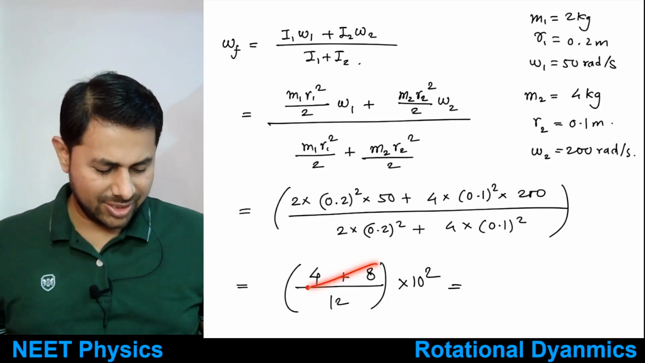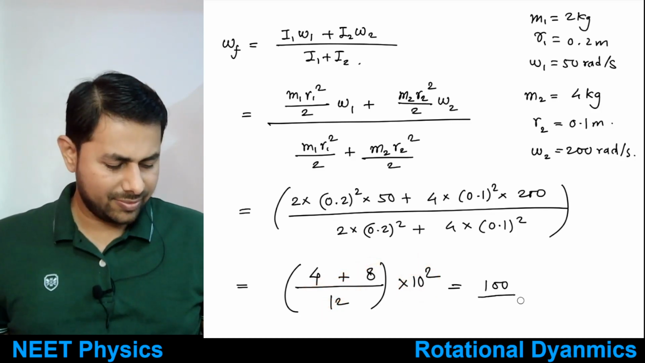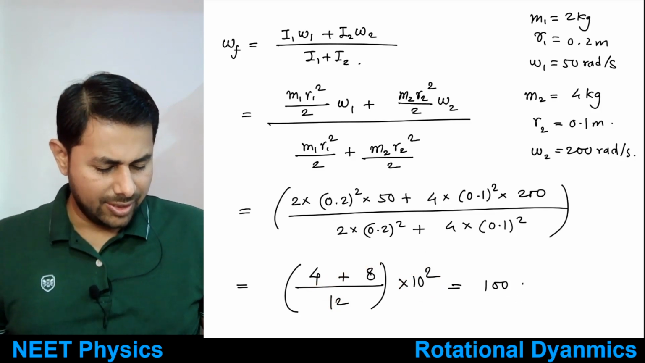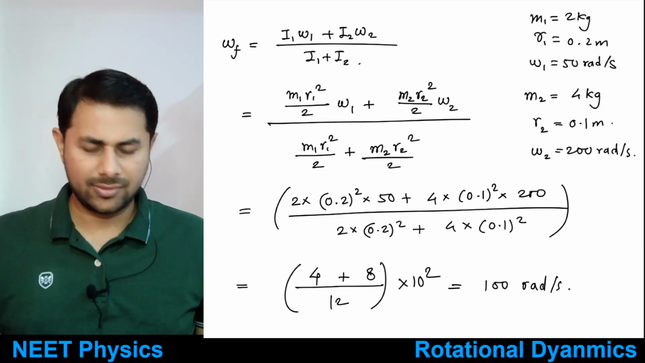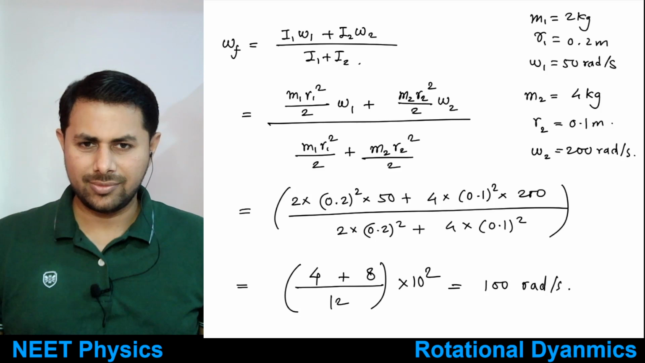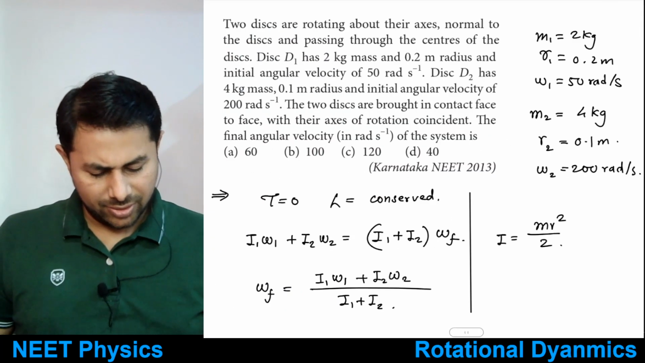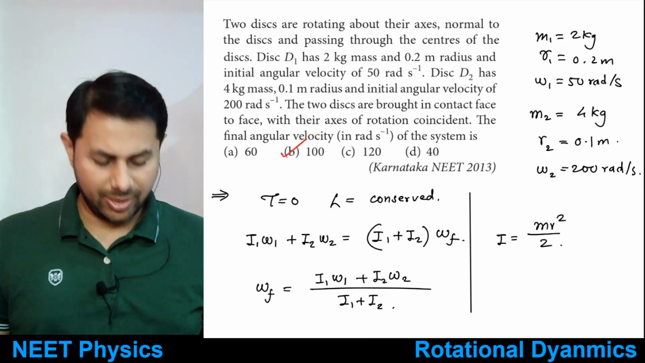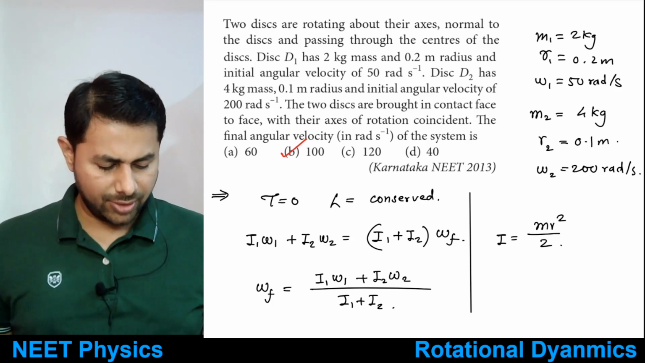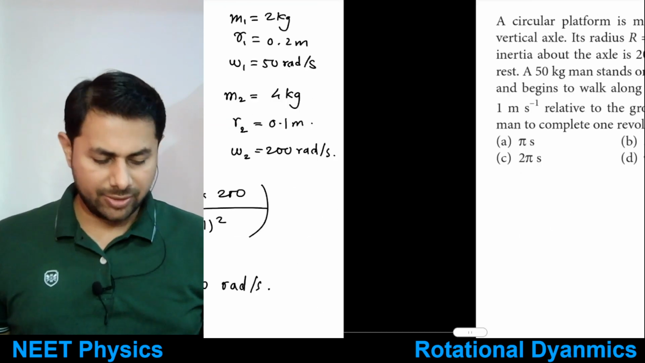So this thing is just 12 divided by 12 times 100. This is 100, right? So the answer is 100 radians per second. So that's the answer, it is option B, 100 radians per second. If we just put the values of these things, we get 100 radians per second. Okay, let's move on to the next one.